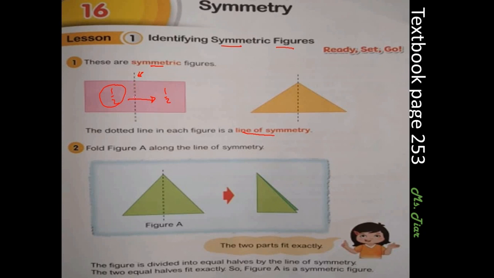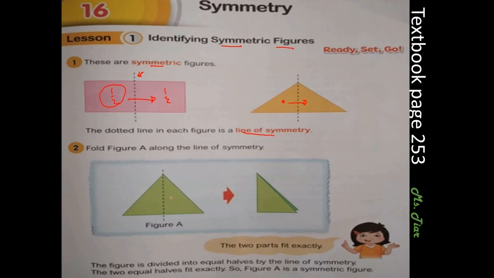This is your folding side. This is your folding line. We call it a line of symmetry. Once again, this half will fit exactly to the other half. If it fits exactly to the other half, we call it a symmetric figure. On the second picture also, we can see that this half fits exactly to the other side, right? So these two figures are symmetric figures.